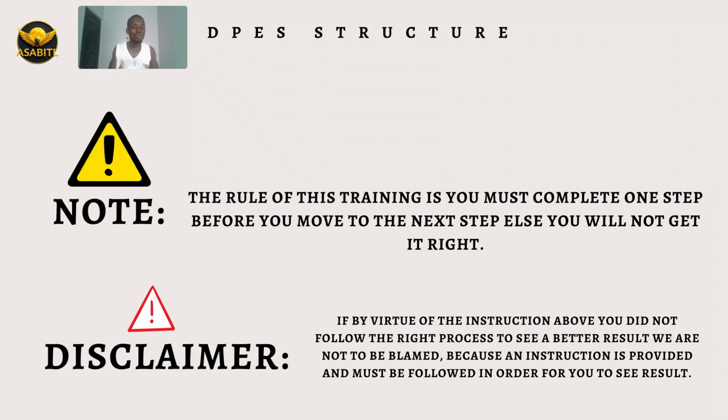Now, to keep you from getting things wrong, I want you to really understand the rule of this training. The rule of this training is the only way that you are going to succeed in getting what you want in this training. The rule is you must complete one step before you move to another stage. You must complete one step. If you don't complete one step and you move to the next one, you're going to confuse yourself, and you will not get the result you're supposed to, and you will not meet the rate at which people are doing it. So first, you have to complete one stage before you move to the other one.